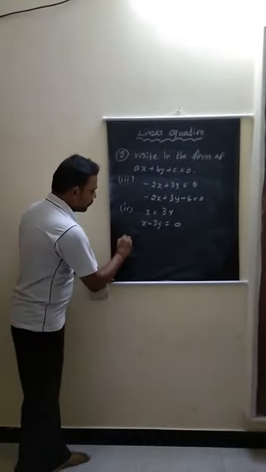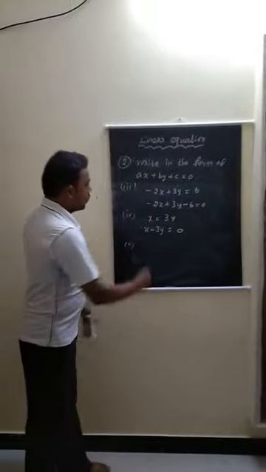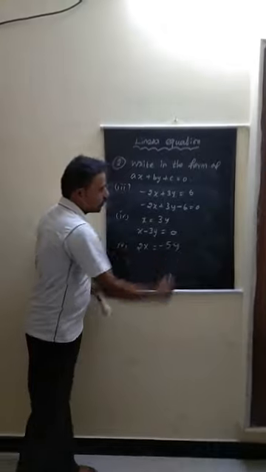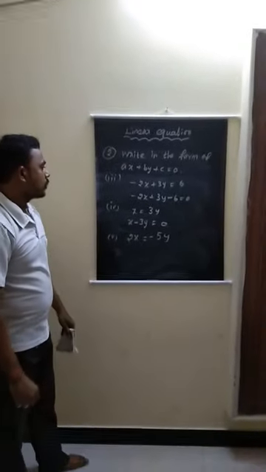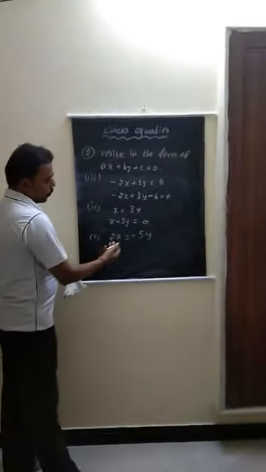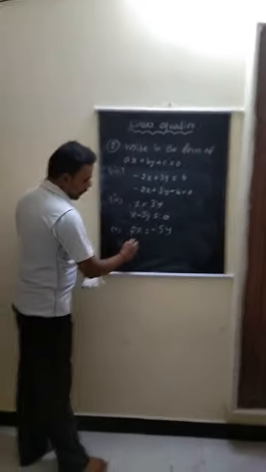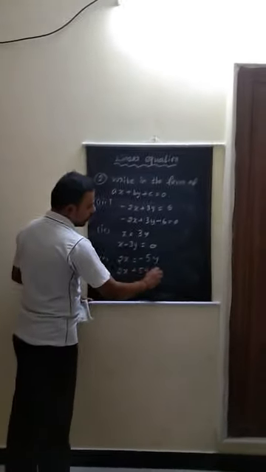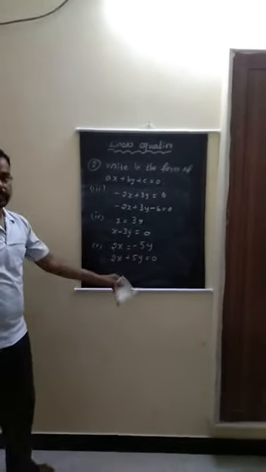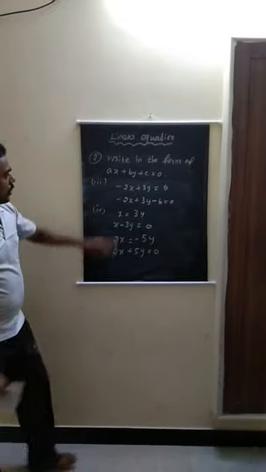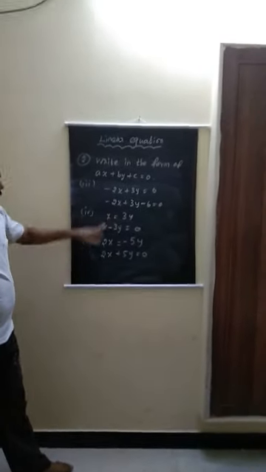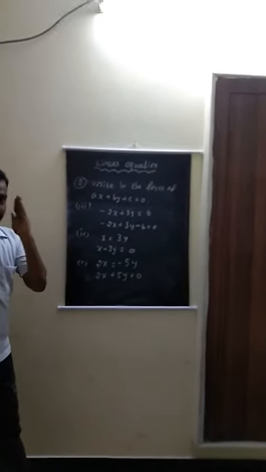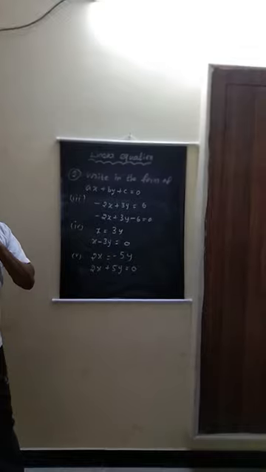And the next one, 2x equal to minus 5y. Right side we can write on the left as 2x plus 5y equal to 0. So C value here also 0. Check here x coefficient minus 2, here x coefficient plus 2. So always we think the first term is positive.